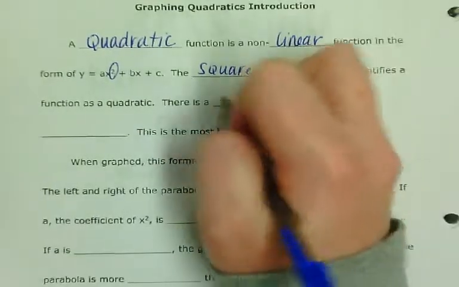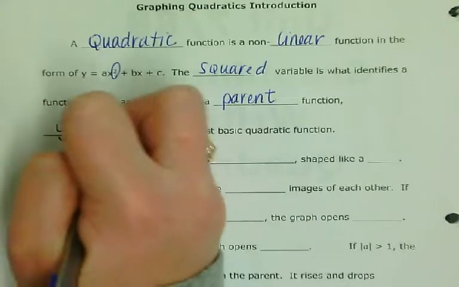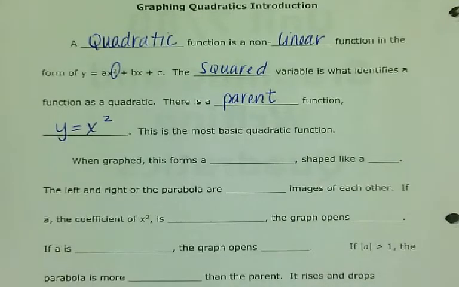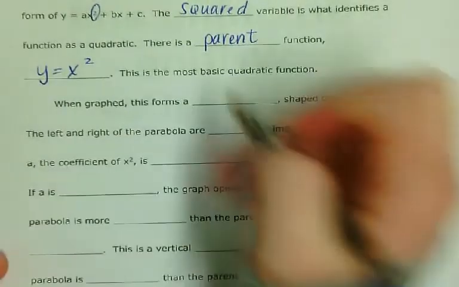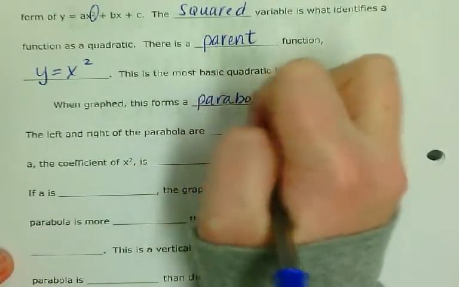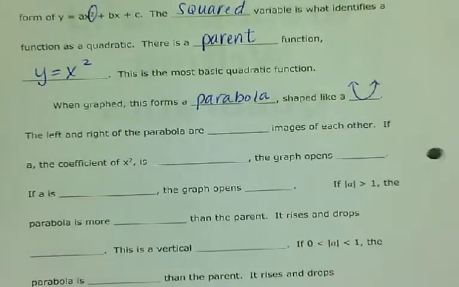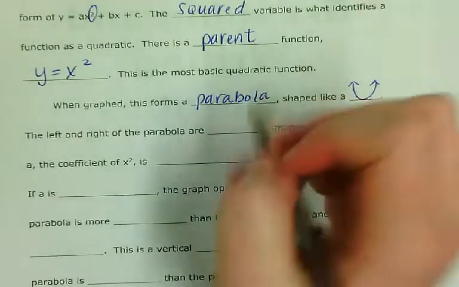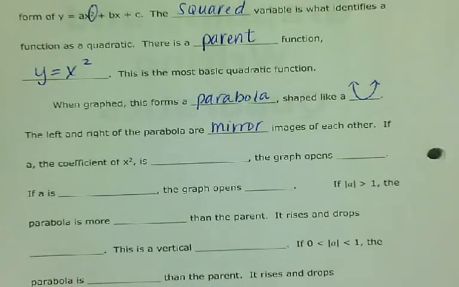There is a parent function, just like we have with linear functions. It's our basic one. This is y equals x squared. We will create functions that will change this and make it look different as we go. So when graphed, this is going to form what we call a parabola. And it is shaped like a U. It can be right side up or upside down. The left and the right sides of the parabola are mirror images, which means they're going to look exactly the same.